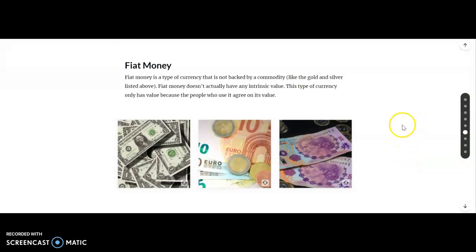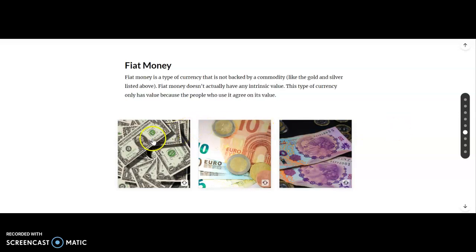After commodity money, we have fiat money. Fiat money is a type of currency that is not backed by a commodity, like we just discussed, commodity like gold and silver listed above. Fiat money doesn't actually have any intrinsic value, any value in itself. This type of currency only has value because the people who use it agree on its value.